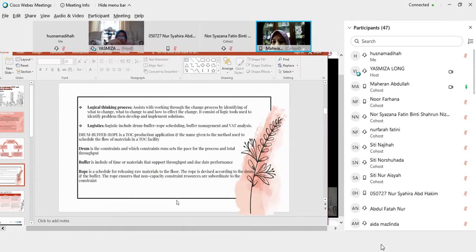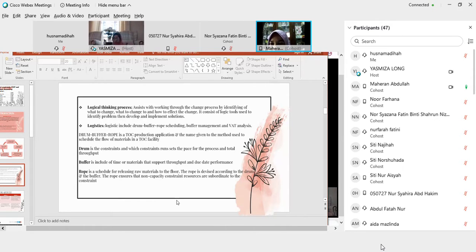So drum buffer rope is a theory of constraints production application and the name given to the method used to schedule the flow of materials in a TOC facility. So the meaning of drum is the constraints, which set the pace for the process and total throughput. Buffer includes time or materials that support throughput and due date performance.